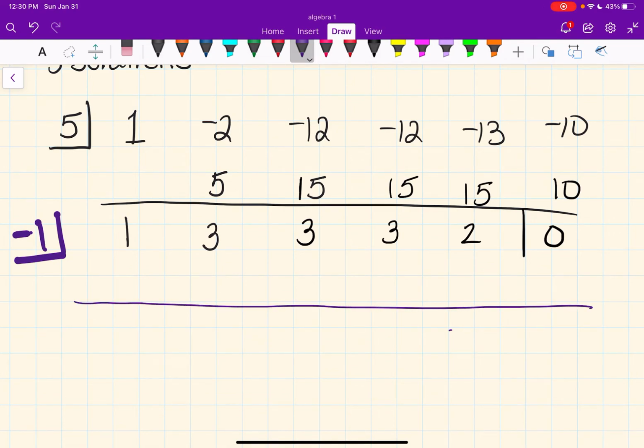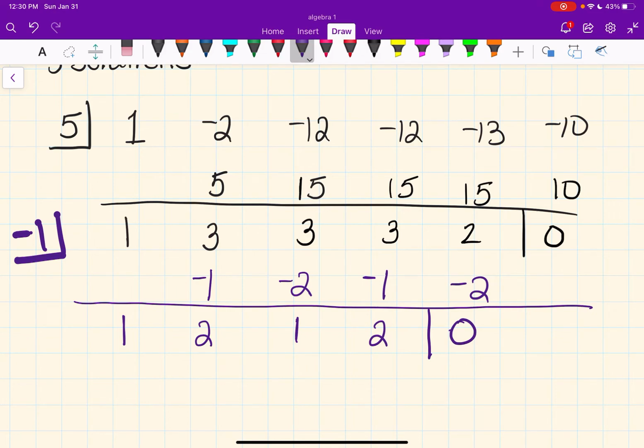Okay, bring down the 1. -1 times 1 is -1. That gives me 2. -1 times 2 is -2. That gives me 1. -1 times 1 is -1. That gives me 2. And again, this should result in a 0, right? -1 times 2, -2, 0. So we've depressed it down again. So we've depressed down twice.